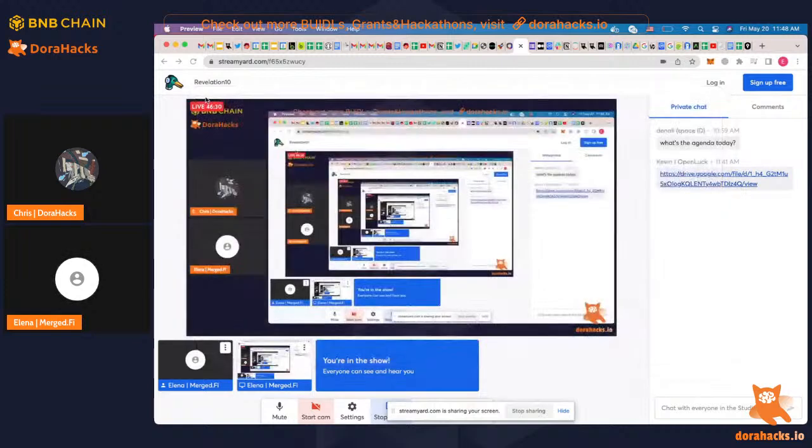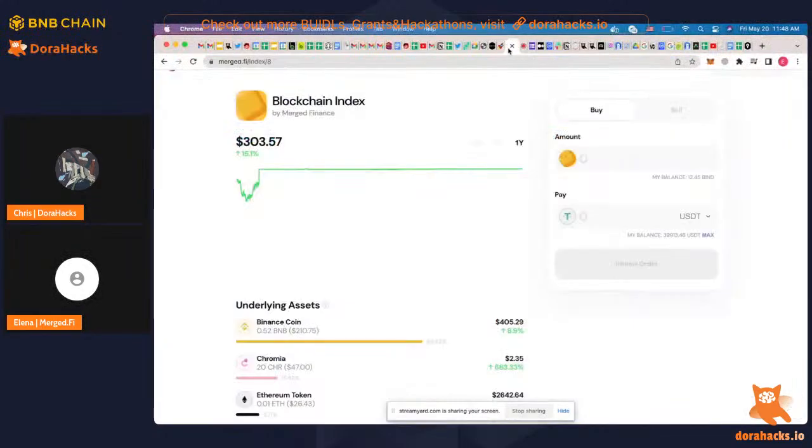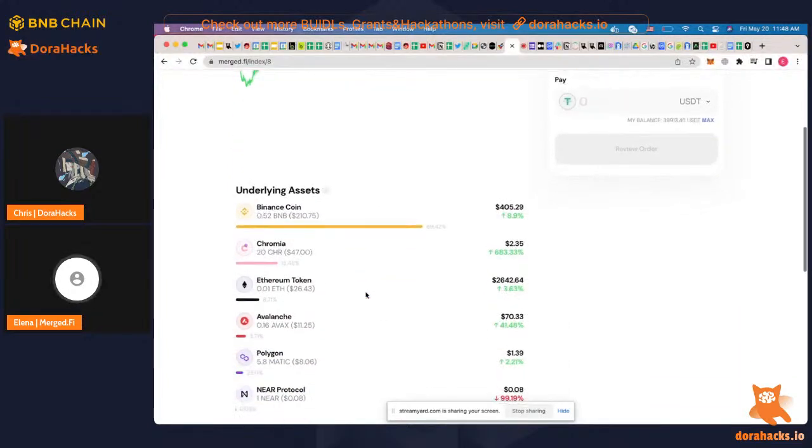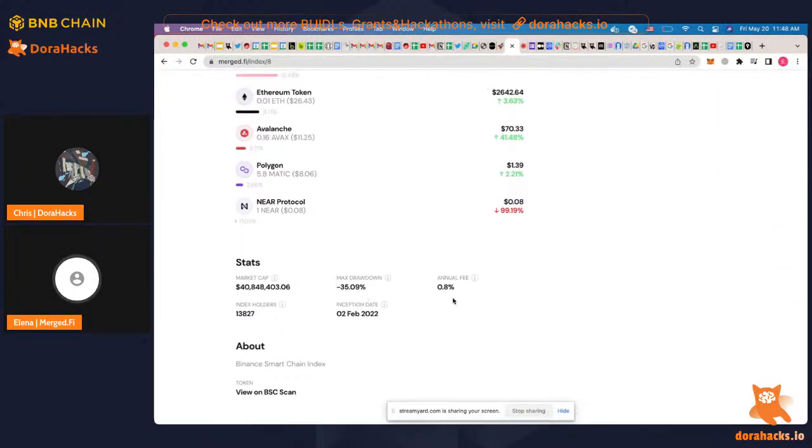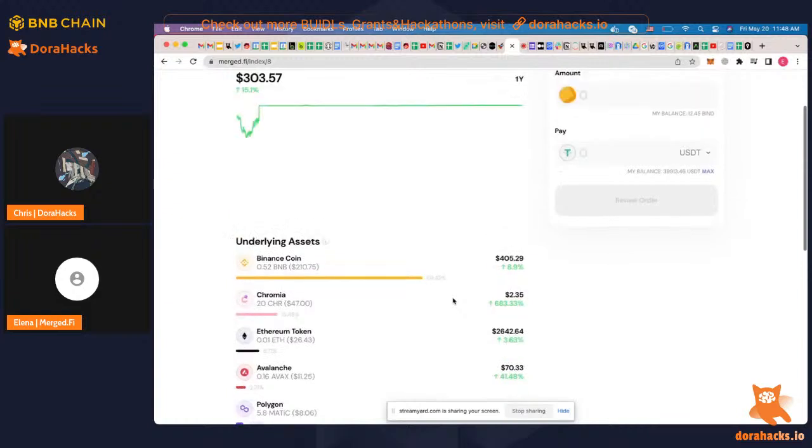And now I would like to show how it looks from the user perspective. So here is the main page. Here you can see the charts. The chart is not really accurate because it is the Binance testnet, so we can't get real prices. Here are all underlying assets which are included in the index. So the user can see how much of each asset is included, what the proportion is, etc. And there is statistical information like market cap, annual fee, etc.